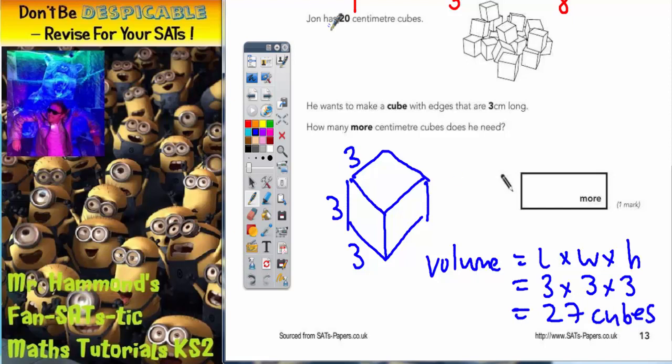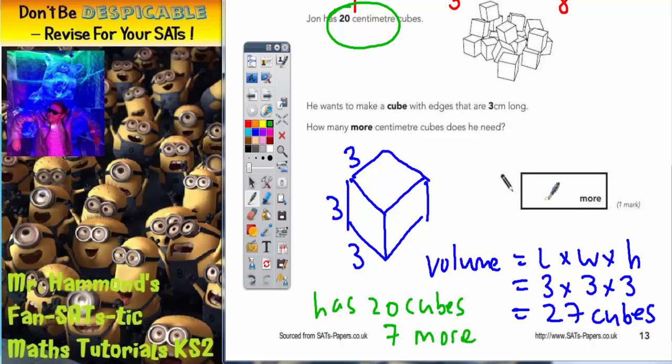But because he's already got 20 cubes, he has 20 cubes, but he needs 27 cubes, then this means he needs 7 more. And that's what we need to write in this answer space, 7 more cubes.